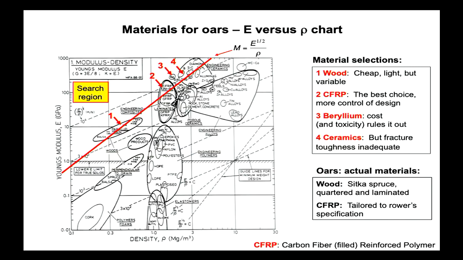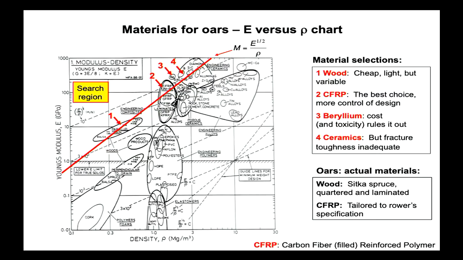Now, one thing is that oars, because oars exist, we know what they tend to be made out of. Either wood, or there is a bit of carbon fibre, also carbon-fibre reinforced polymer, and there also are a few hollow aluminium ones around.